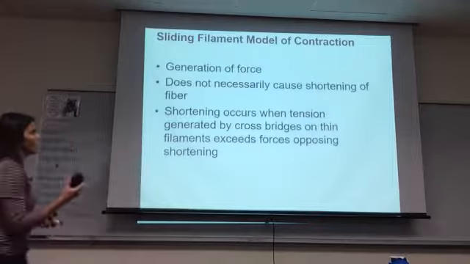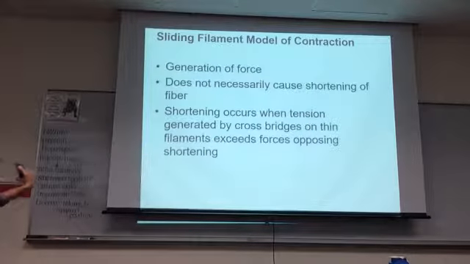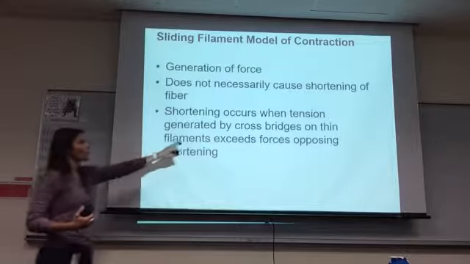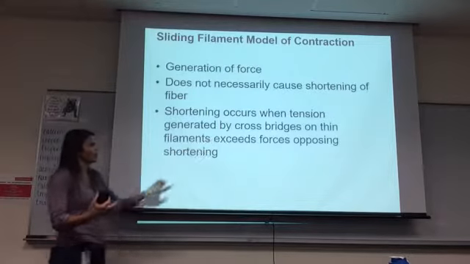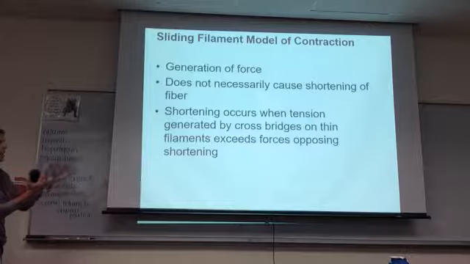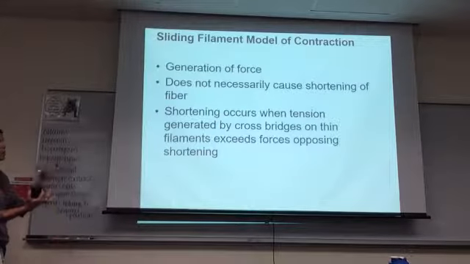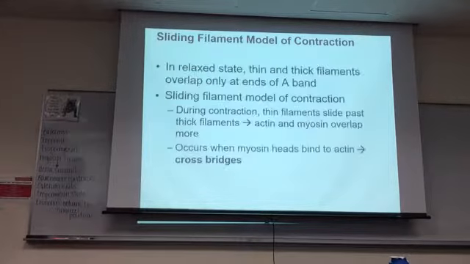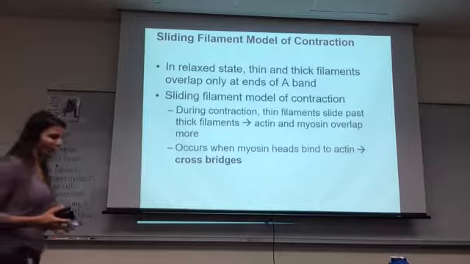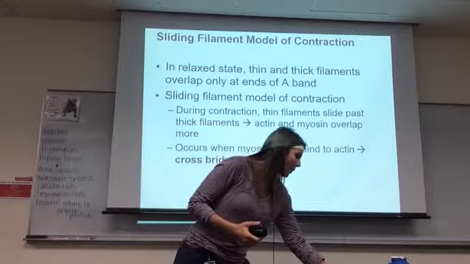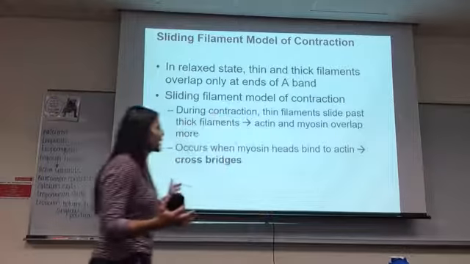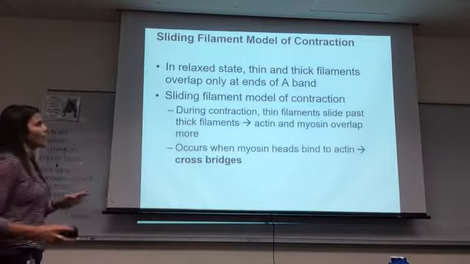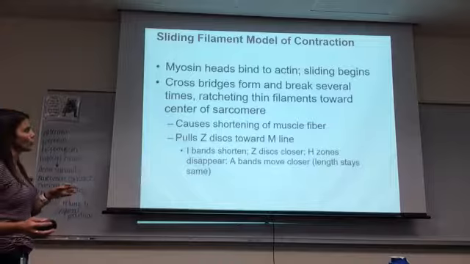The sliding filament theory of contraction is discussing the myosin and actin filaments sliding across one another. They form those cross bridges, which is where actin and myosin come together, and it pulls it, kind of like a tug-of-war type scenario. In a relaxed state, you can see A bands and I bands. They're pretty spaced out. In a contracted state, the A bands and I bands are much closer.